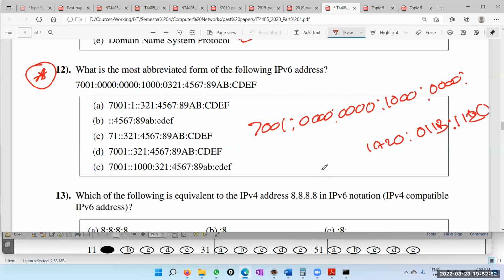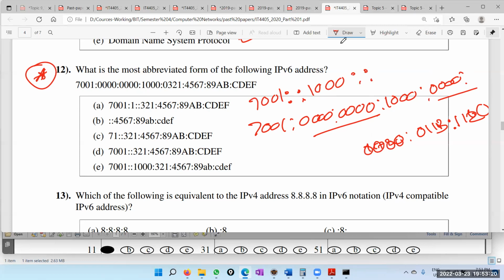And now how can you write this? Because here also we have zeros, here also we have zeros. So here what we do is we abbreviate the first set. So that is 7001 colon 1000. Now someone will ask, can't we write here also a colon to represent this? Assume this is also 0. Can we write a colon again?